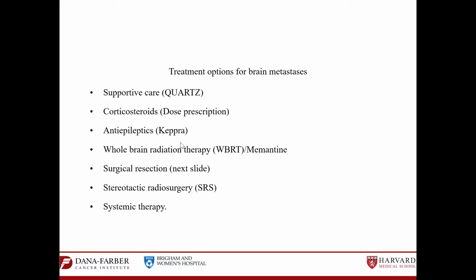Now, if we're talking about the treatment options for brain metastasis, it could start from supportive care, not doing anything for the patient, up to some medications on board, like corticosteroids and anti-epileptic drugs, whole brain radiation, SRS, surgical resection, and systemic therapy. All of these we will discuss in detail later in the lecture.